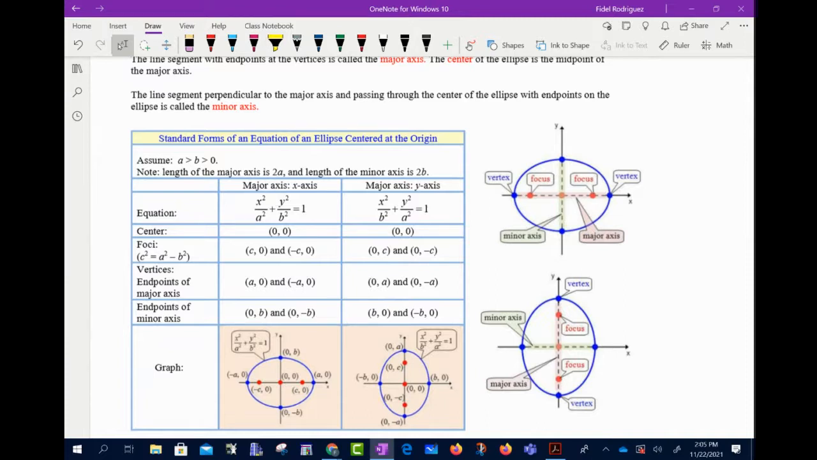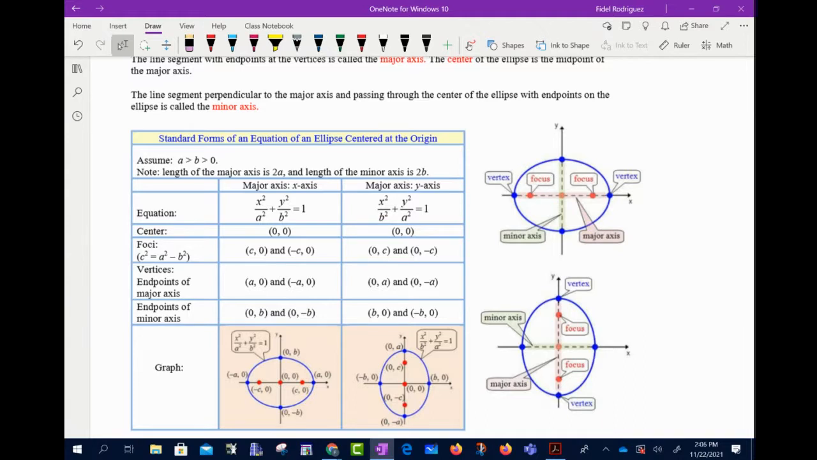Then this is the major axis vertically, and the minor axis is now horizontal, okay? So we have what we call standard forms of an ellipse centered at the origin. So this form here, y'all, is when the ellipse is centered at the origin. Remember, the origin is the 0, 0 point.